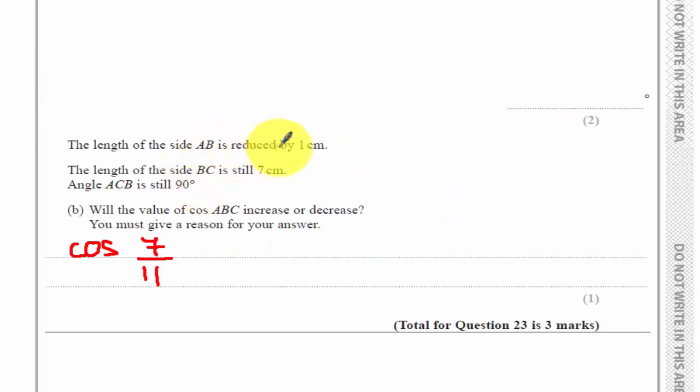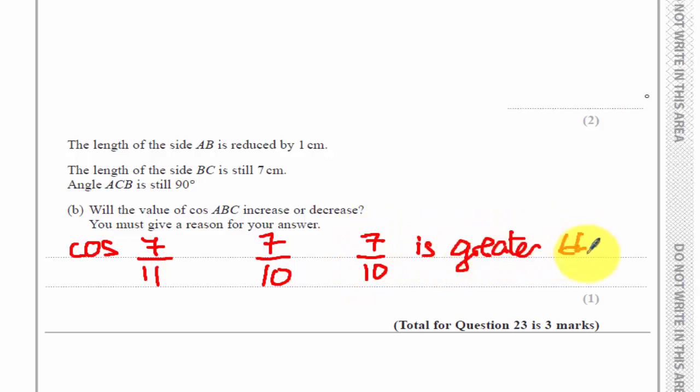So when AB is reduced by 1, my sum for the cos of ABC is going to be 7 over 10. Well, 7 over 10 is greater than 7 over 11. So the value of cos ABC will increase. Notice it doesn't ask you about the size of the angle, it's asking you about the value of the cosine of ABC.